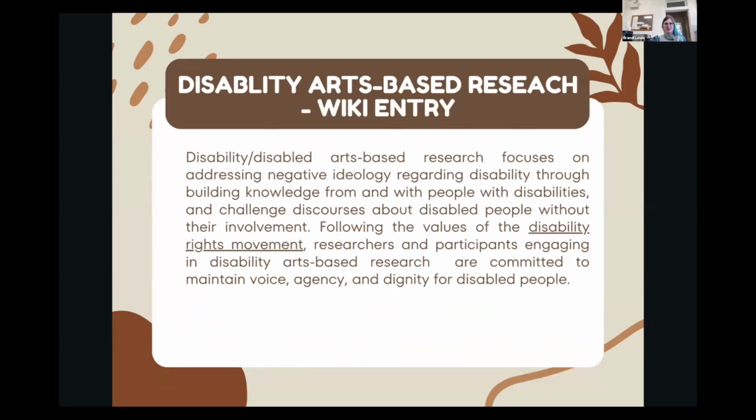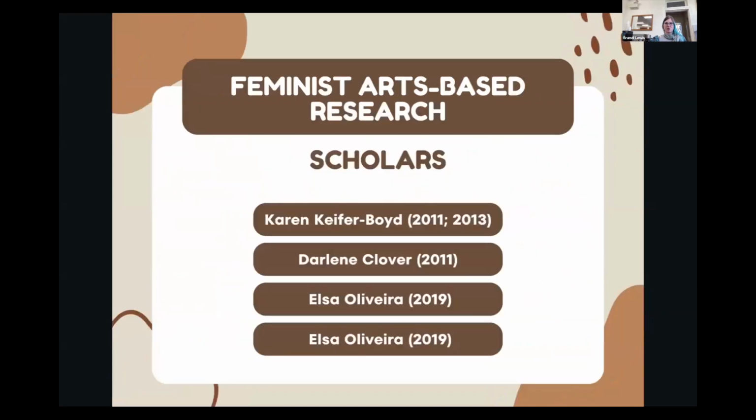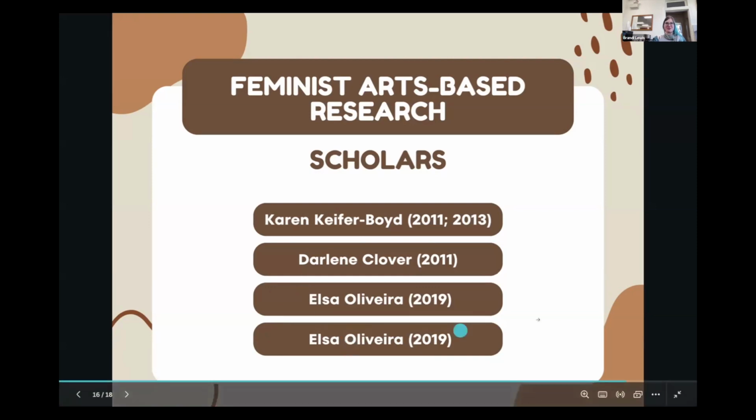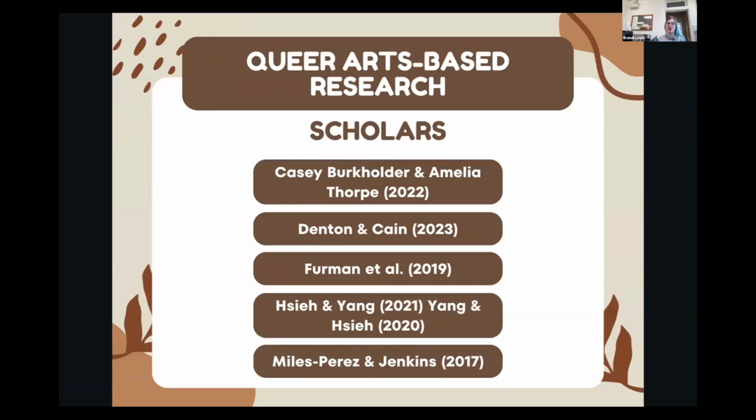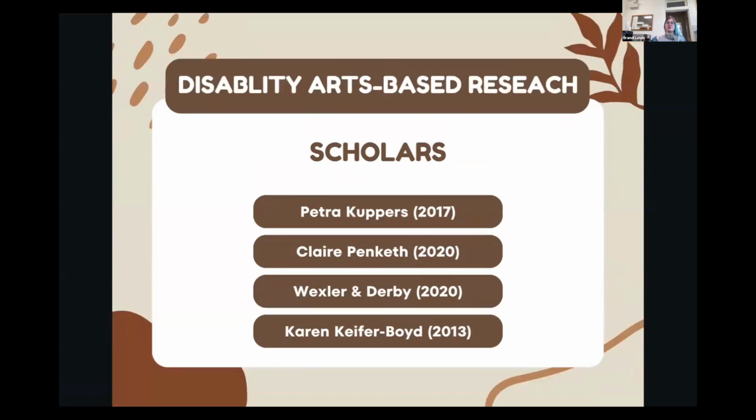And that's also my text. I've got my references, but I also just wanted to close with some quick sources on different feminist arts-based researchers. I have dates on here. I have a whole lot more people, but Karen, obviously, Darlene Clover, that is a dupe. There should be a different name there. Casey Burkholder and Amelia Thorpe, Denton and Kane, Furman et al., Shea and Yang, and then Miles, Perez, and Jenkins are examples of other researchers who are doing queer arts-based research. And then disability arts-based research is Petra Kuppers, Claire Penketh, Alice Wexler, who we were just talking about in the break, and John Derby, and then Karen Kiefer Boyd.